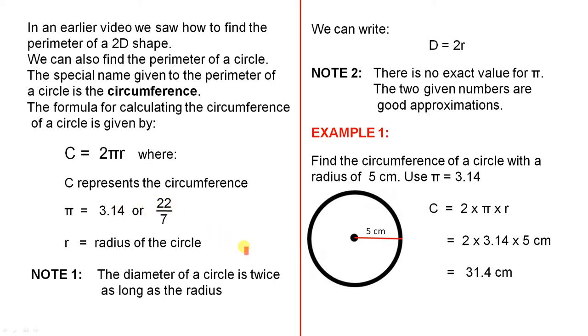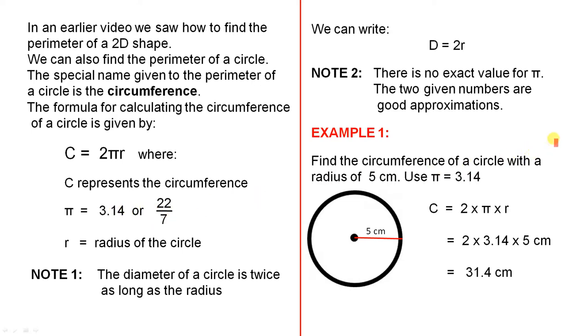Note: the first note is the diameter of a circle is twice as long as the radius, so we can write d equals 2r. Diameter equals 2 times the radius. The second note: there is no exact value for pi. The two given numbers are good approximations, so when we want to work out the circumference of a circle, these are approximations and they're good enough.